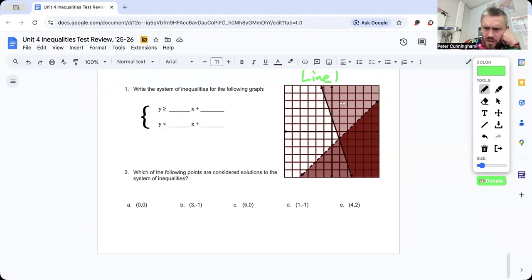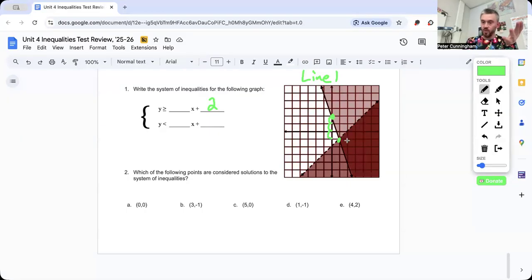I need the y-intercept, so let me go ahead and count that. 1, 2. So my y-intercept there is positive 2. And what about my slope? It's not down 1 over 1. It's not down 2 over 1. It's not down 3 over. Oh, wait, it is down 3 over 1. So I went down 1, 2, 3.